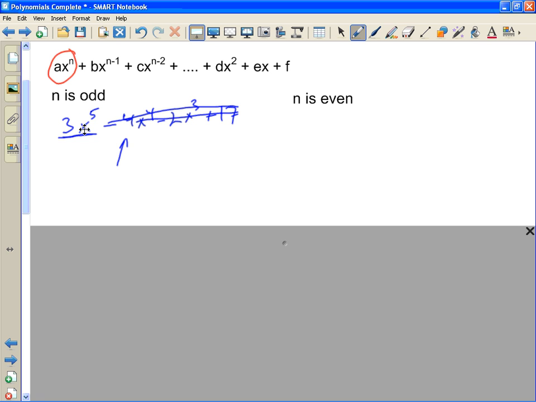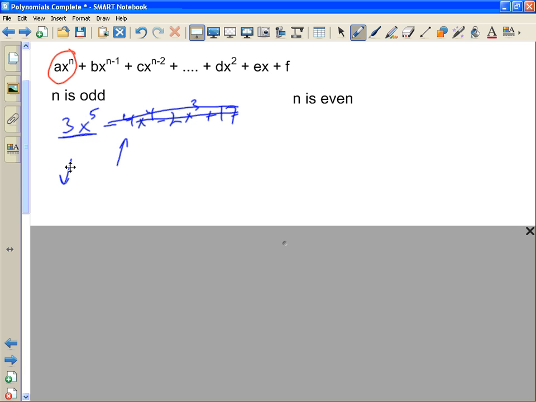Now, let's look at what happens when I put a large negative number in. I'm going to have 5 negatives multiplied together, so that's going to come out to be negative. And then I'm going to multiply it by a positive. So that means I'm going to have positive times a negative, which is negative. So this is my left side behavior. I don't really know what's going on in between here, but I know at the extremes of my graph, this side's going to be going up and this side's going to be going down.